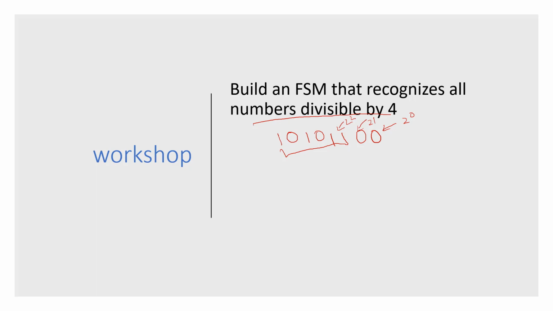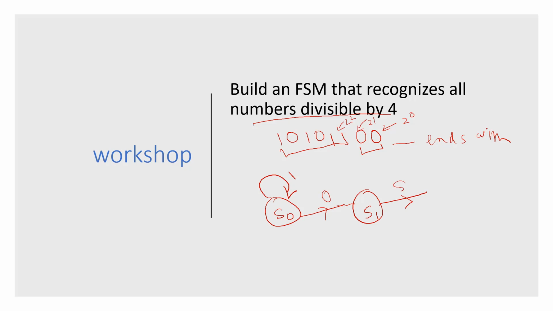So in order to recognize that something is divisible by 4, we have to build a machine that recognizes an input stream that ends with 0, 0. So it must end with 0, 0. How would you do something like that? Let's say if you get a 1, we're going to stay here. If you get a 0, we're going to move forward because we have now seen 1, 0. I want to get 2 zeros. If you get another 0, I'm going to move forward again to a final state called S2. So if your machine ends up in S2, that means I'm done.